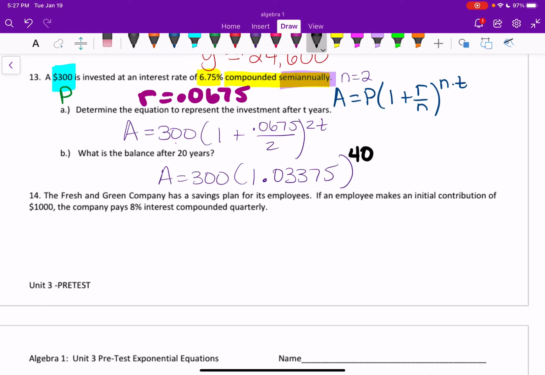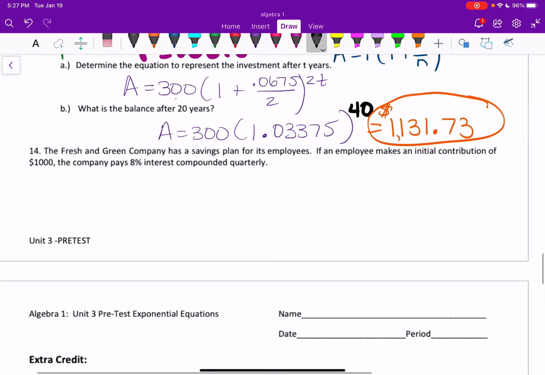So now I put in my calculator 300 parenthesis 1.03375 close parenthesis raised to the 40th power, and that's going to equal 1,131, and we're talking about money, so I'm going to round to the nearest cent, 73 cents. Does that make sense? Well, it was originally a $300 investment. I left it in for 20 years, so that's not unreasonable. Now, the next one on yours should have been fixed, but it says write an equation to represent the situation.